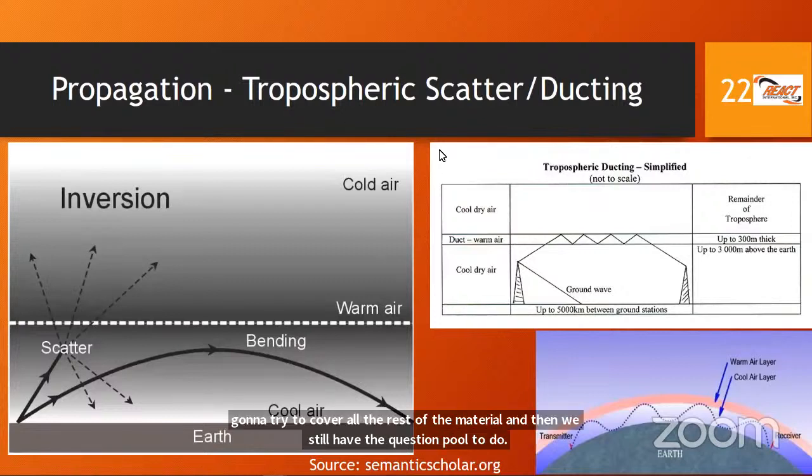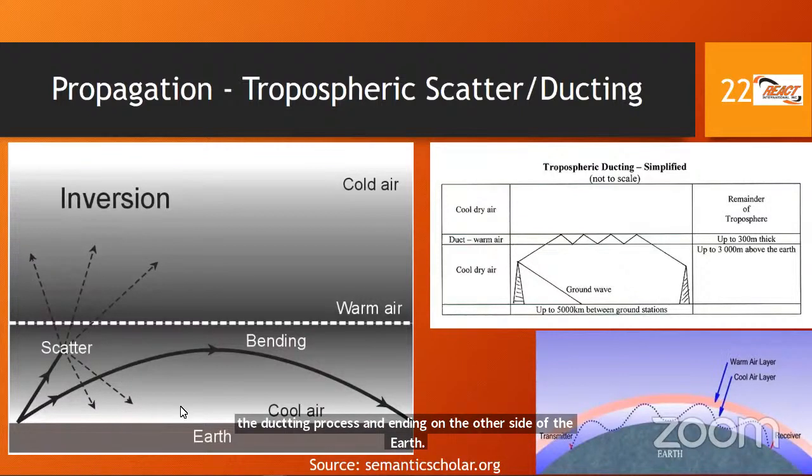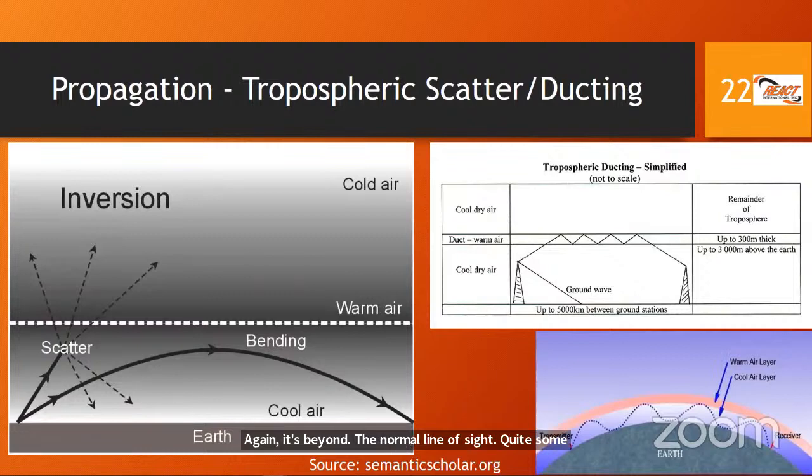So again, this is the diagram showing the tropospheric ducting. We have our signal that is leaving the Earth's surface, going through the ducting process and ending on the other side of the Earth. Again, it's beyond the normal line of sight. Quite some distance it can be as well, right?